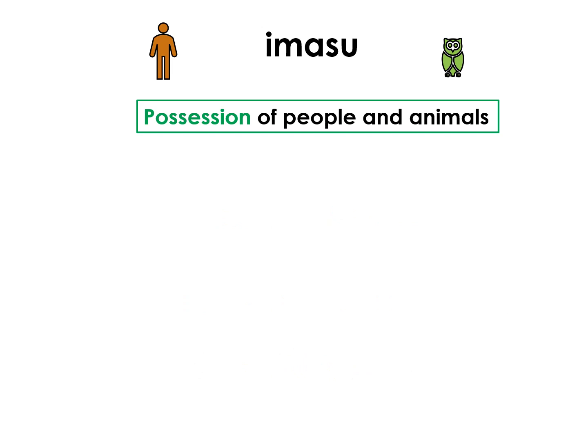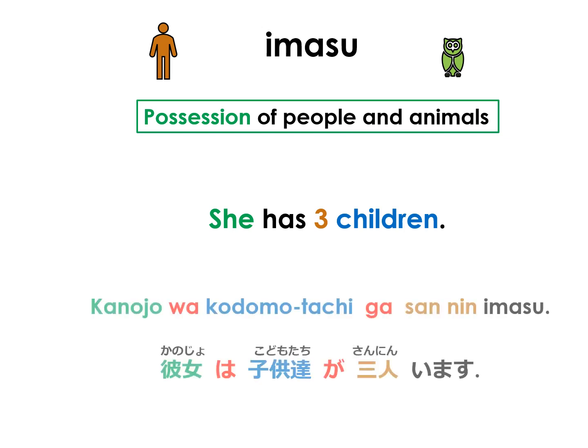And as before, we can always add the quantity by putting it just before the verb. To say, she has 3 children, in Japanese, that is, Kanojo wa kodomo tachi ga 3人います. Let's talk about her. As for her, children exist, 3 of them.